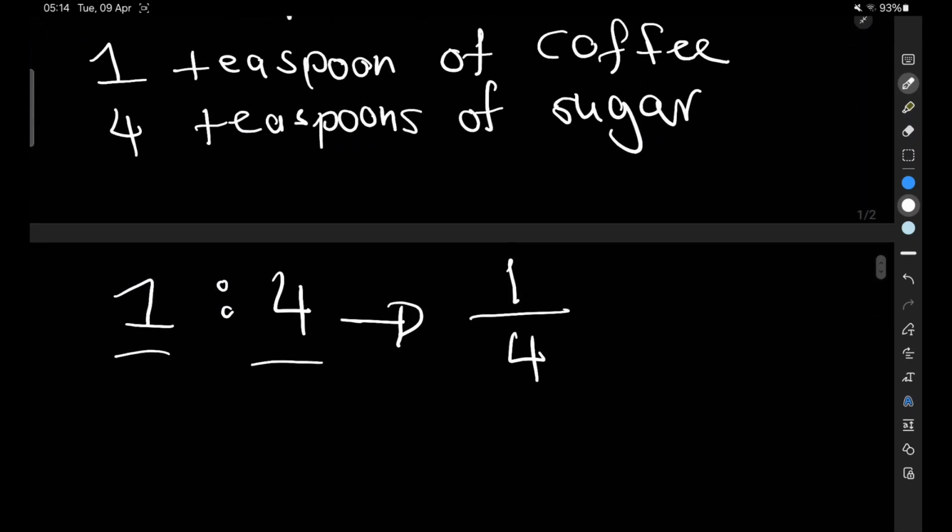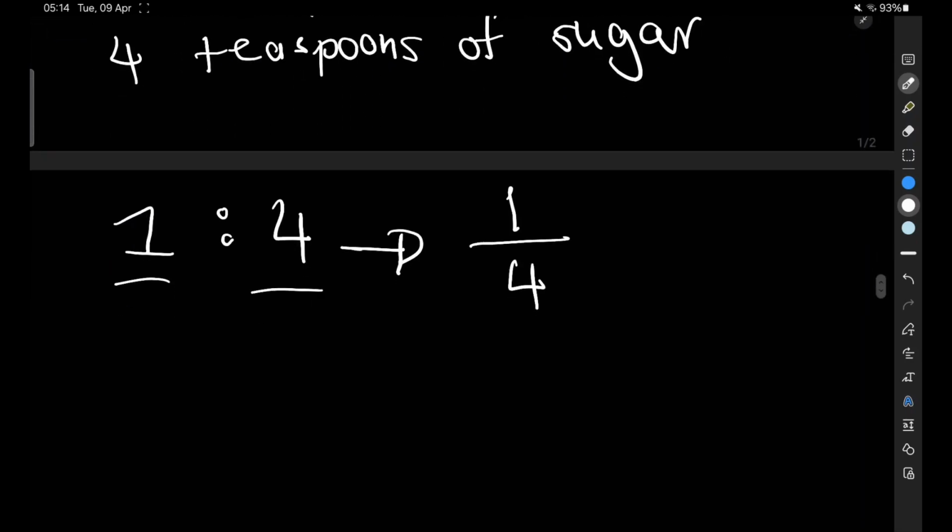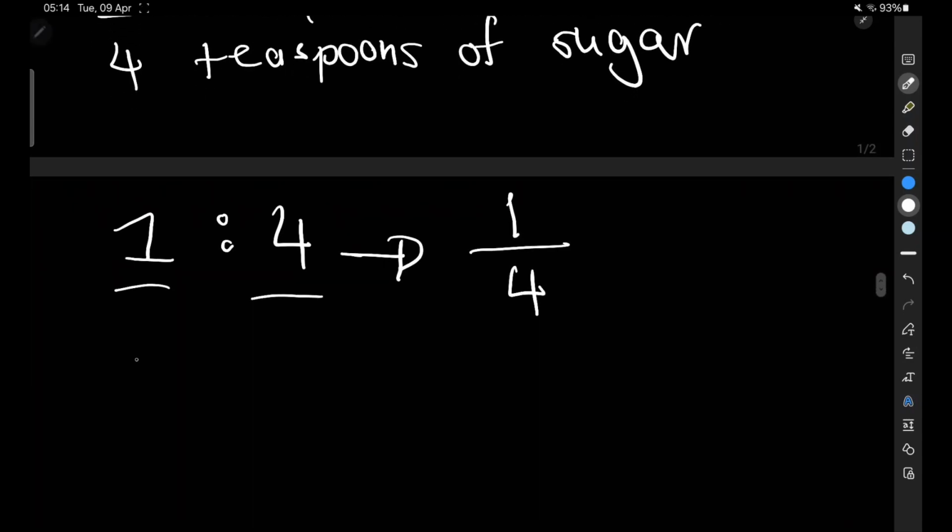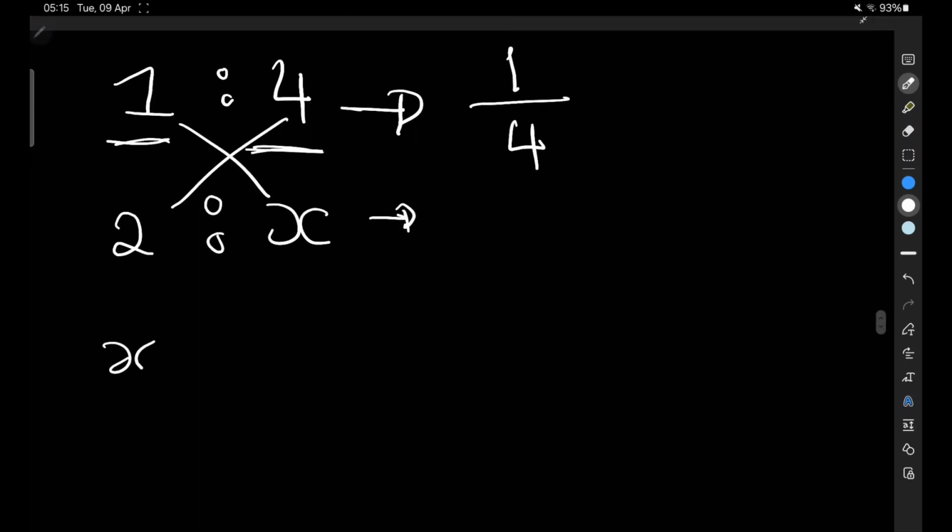So if you were asked, if I was to put 2 teaspoons of coffee, how many spoons of sugar would I need? That is the unknown, and you'd use your initial values of 1 teaspoon of coffee to 4 teaspoons of sugar. Now you just cross multiply, and you'd have x equal to 8. So you need 8 teaspoons of sugar.